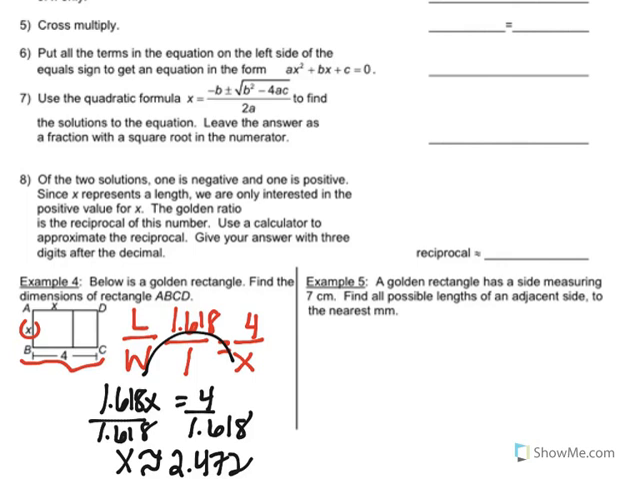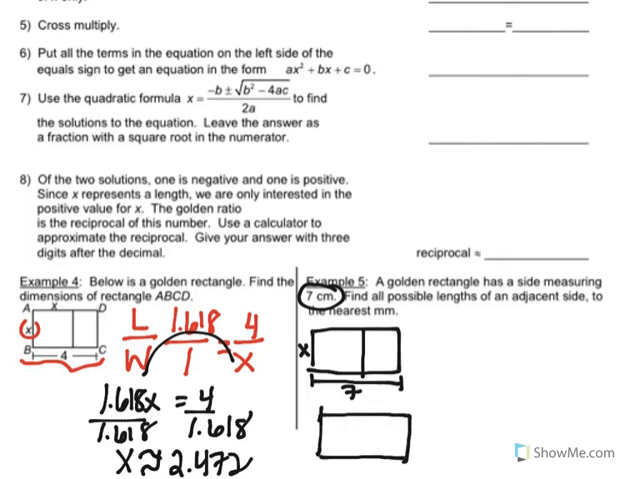A golden rectangle has a side measuring 7 centimeters. Find all possible lengths of an adjacent side. We don't know whether this is the length or the width, so we can draw this two ways. We could say from here to here is 7, and this is x. Or we could go like this, and say from here to here is x, and this is 7. So let's do it both ways.